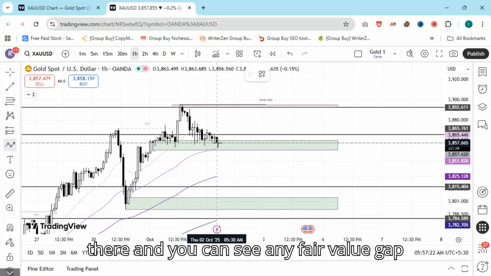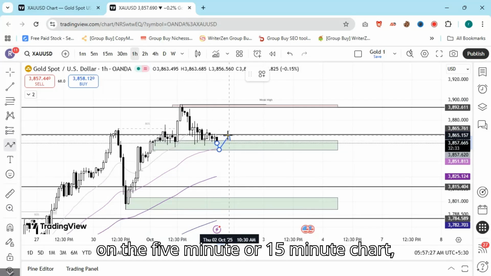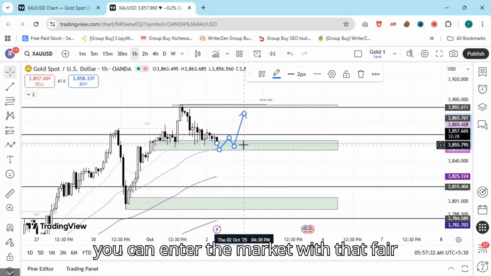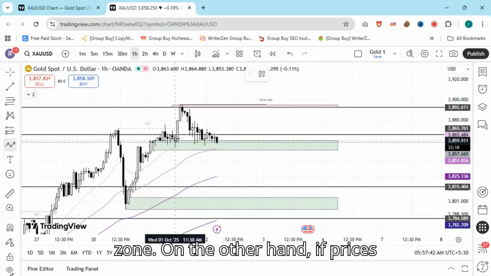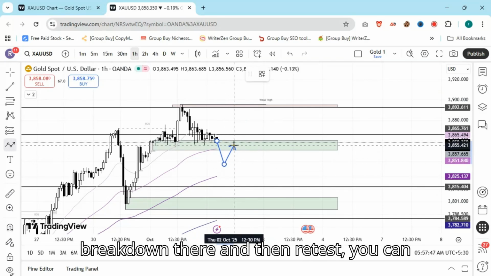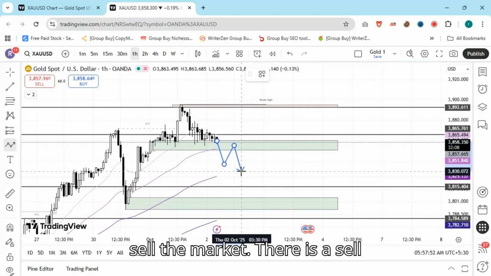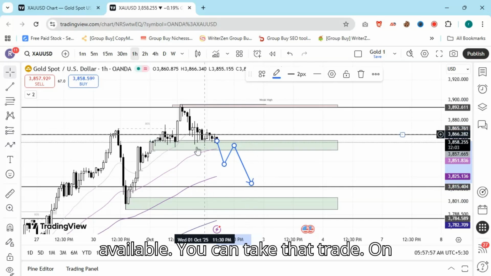If prices come down there and you can see any fair value gap on the 5-minute or 15-minute chart, you can enter the market with that fair value gap and buy. This is our first buy zone. On the other hand, if prices break down there and then retest, you can sell the market. There is a sell available. You can take that trade.